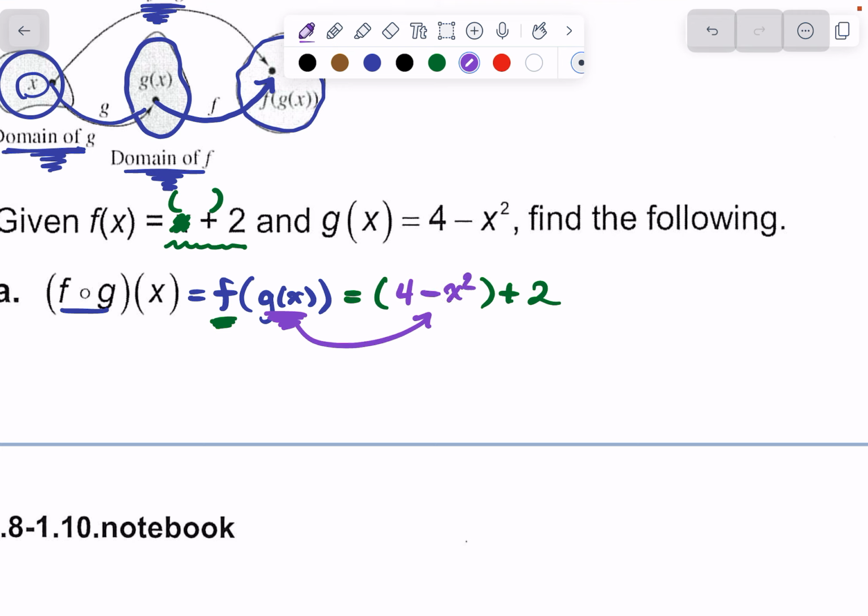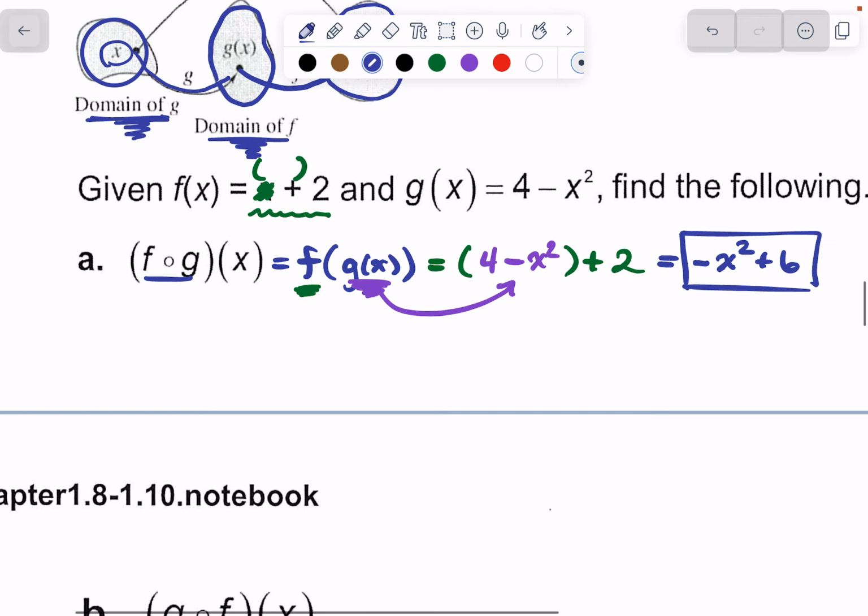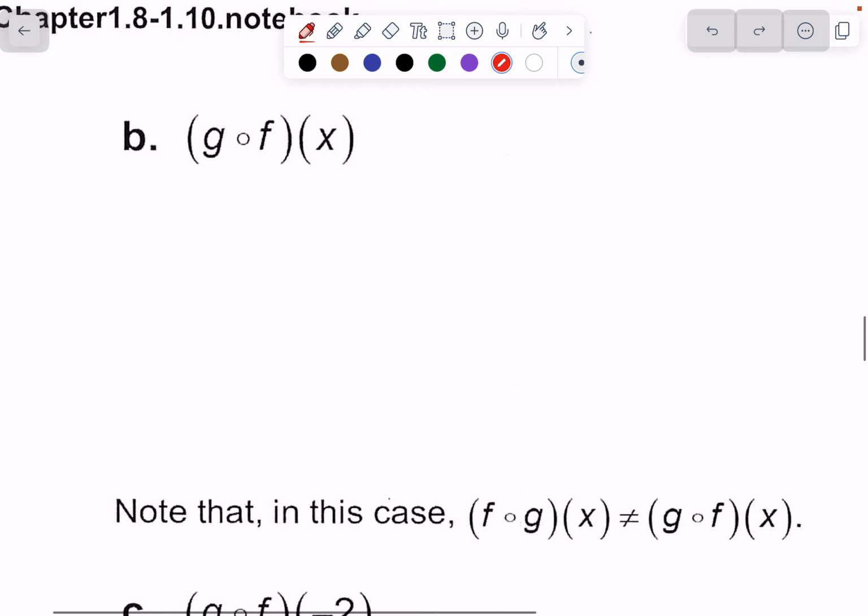That's all there is to composition. That is literally it. We have basically solved the problem. Our composition is negative x squared plus 6. Just simplify whatever you get once you've plugged in the function, right? So composition will always involve something like this, right? You'll do a set of parentheses, and then you'll put another function in the parentheses. And that's really all you need to worry about. So let's do another one.